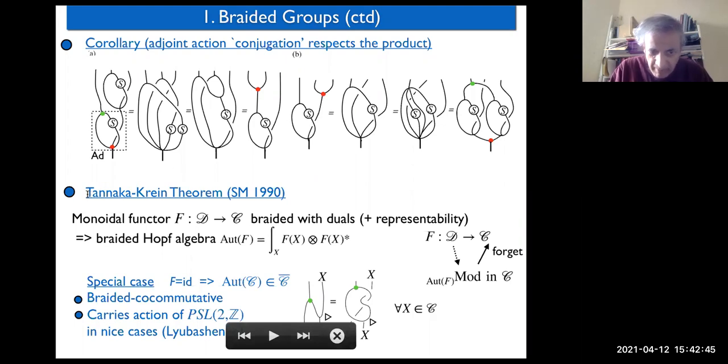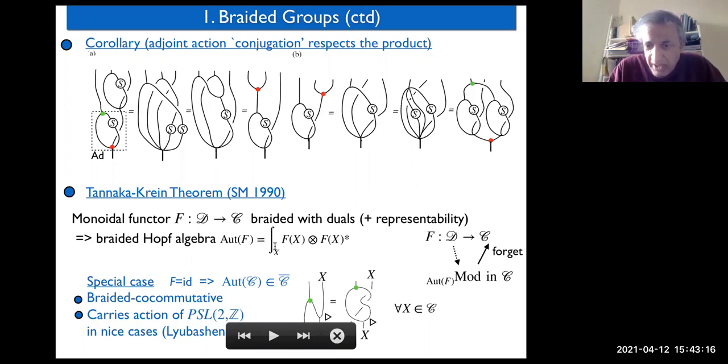So the theorem I want to talk about, transmutation, comes out of Tannaka-Krein reconstruction. The underlying theorem is, if you have a monoidal functor between a monoidal category and a braided category, and the braided category should have duals, and there is certain representability, so you should be able to co-complete it, or at least represent a certain functor that we're interested in. I won't go into all the details. Then you obtain a braided Hopf algebra, which I call Aut F, as a certain coend.